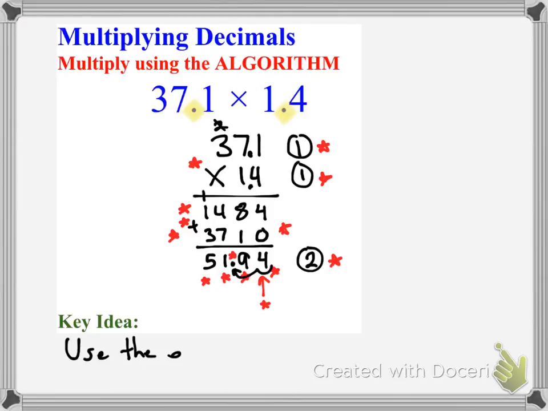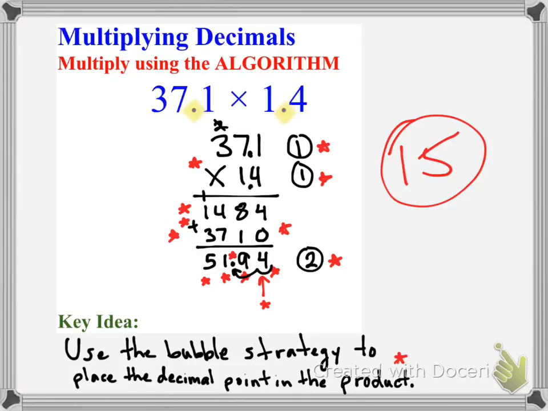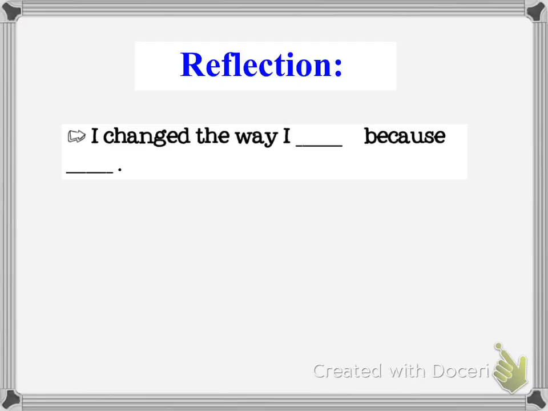The key idea for this one is to use the bubble strategy to place the decimal point in the product, and that's the final star, so that gives you a total of 15 stars. If you do your reflection now, you're going to use these two sentence stems.